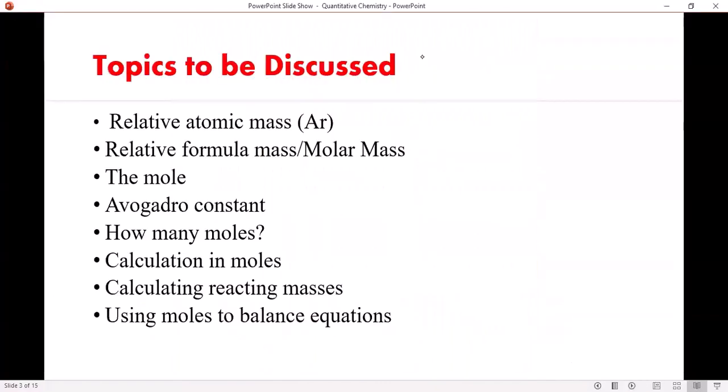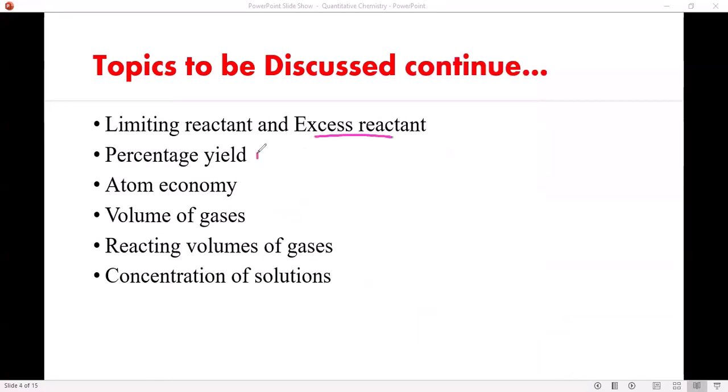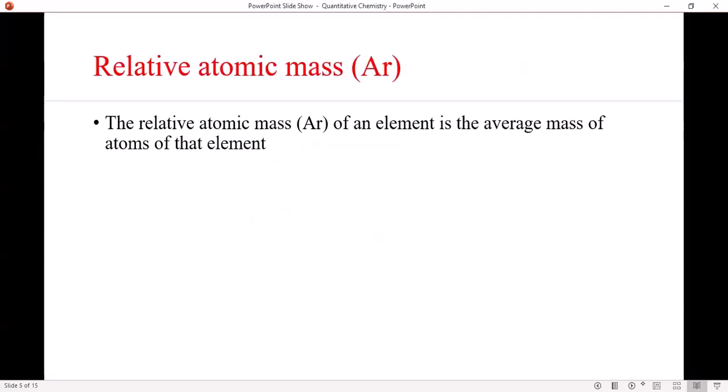The topics to be discussed in this lesson are relative atomic mass, relative formula mass, the mole, the Avogadro constant, how many moles, calculations in moles, calculating reacting masses, using moles to balance equations. The topics continue: limiting reactant and excess reactant, percentage yield, atom economy, volume of gases, and reacting volume of gases. I will try to make videos on these topics.